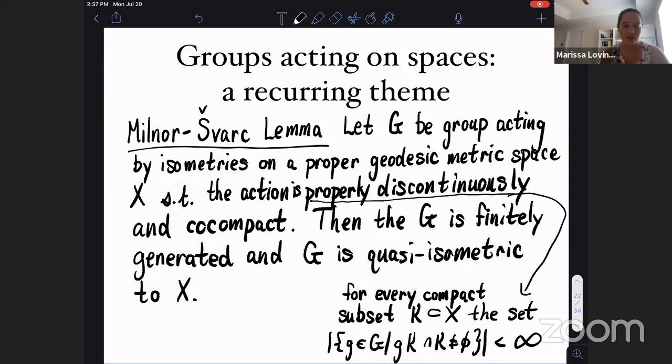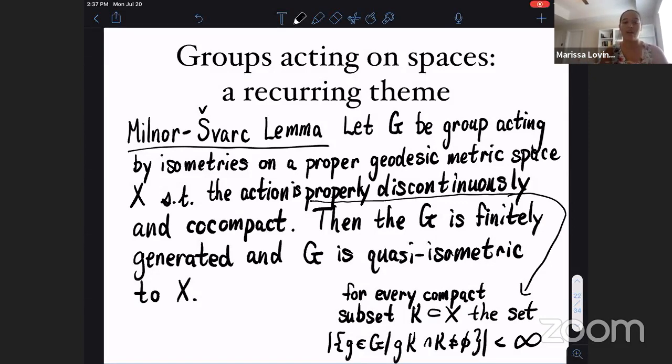I feel like I should pause just because this was a long thing of things to write, and I don't want to flip too quickly. But this is a fantastic result to have. If we can just show that our group acts nicely enough on a space, then we get to transfer so many properties of that space to our group, right?